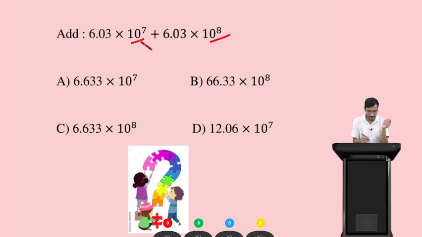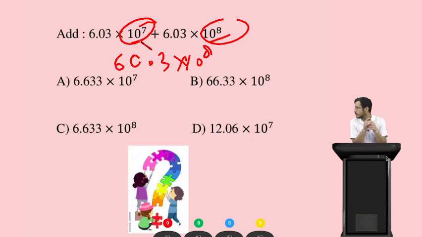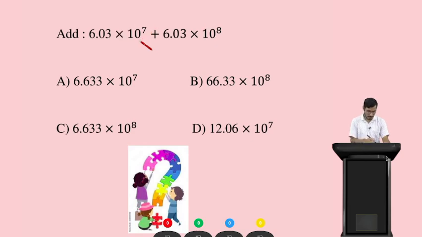So in this form we can write 0.3 into 10 to the power 8. Then take 10 to the power 8 common and add the numbers. So it will be equal to 6.633 into 10 to the power 8. So the right answer is option C here.